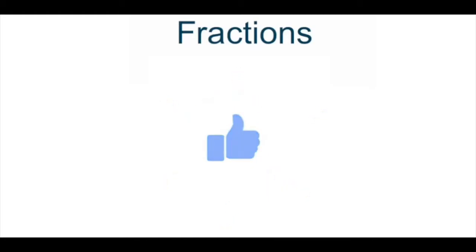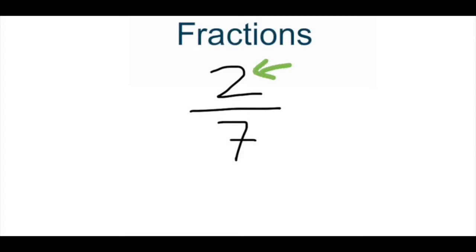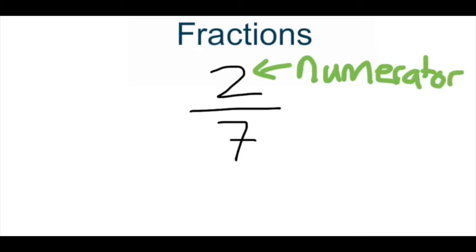Today we're talking about fractions. And what are fractions? Okay, let's start off with a bit of vocabulary. So, with a fraction, if I just write a random fraction, 2/7, the top bit is called the numerator, and the bottom bit is called the denominator.